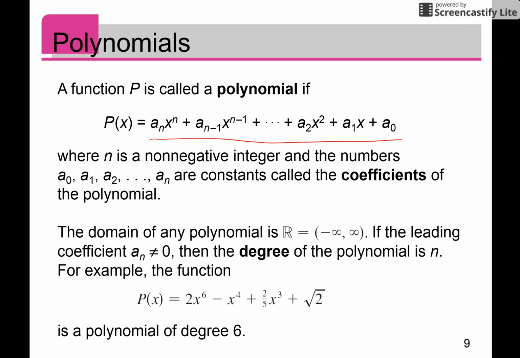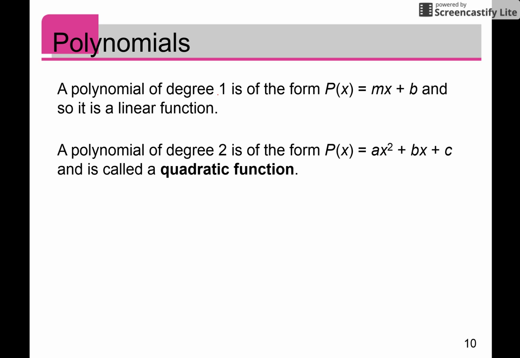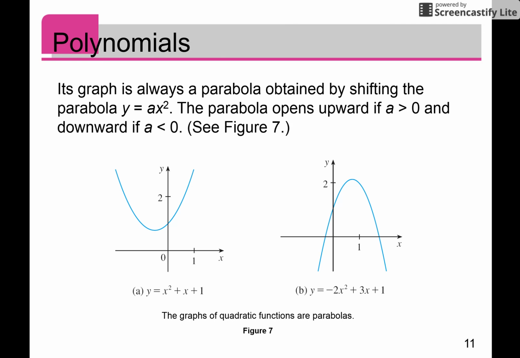The a's are the coefficients, and the n, the highest power that appears, is referred to as the degree of the polynomial. The leading coefficient in conjunction with the degree of the polynomial tells us quite a bit about the shape of the graph, and we'll review that coming up here. So a polynomial of degree 1 is linear, degree 2 is a quadratic, degree 3 is a cubic, and so on. Our quadratics are parabolas, and so the graph of a parabola with the coefficient being positive opens up, and the graph of a parabola with the coefficient being negative opens down.